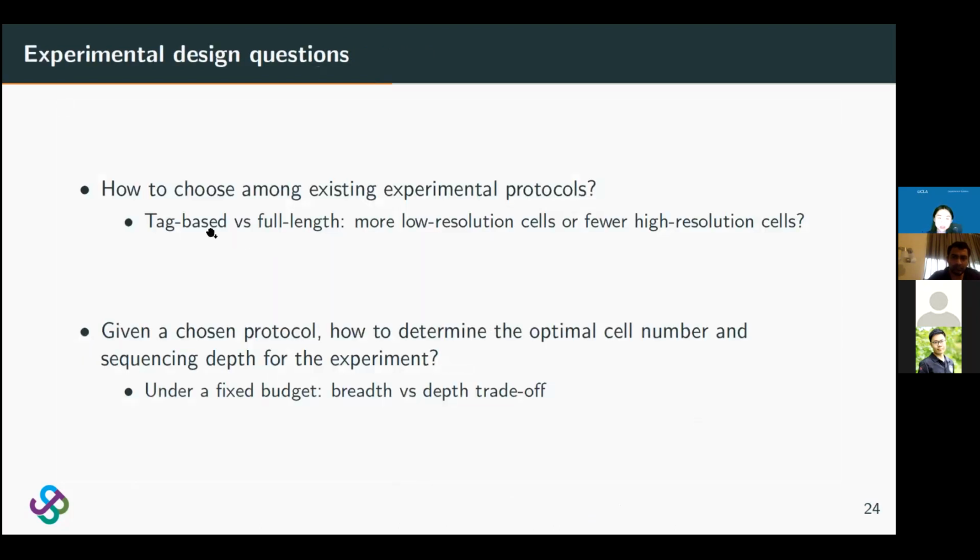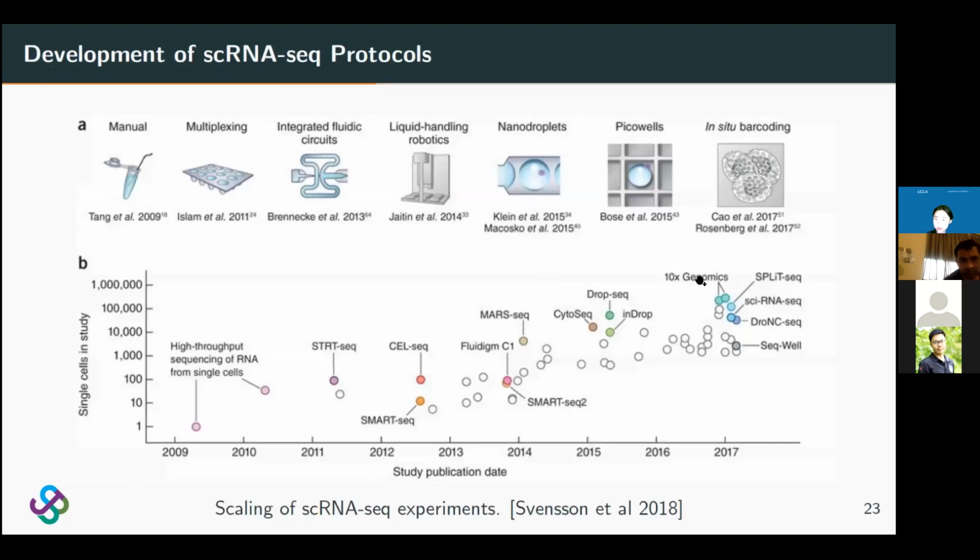Okay, and also there are tag-based versus full-length protocols. So for example, 10x Genomics is tag-based, while SmartSeq2 is full-length. So what it means is that in 10x Genomics, for every RNA molecule you only sequence its 3' end. And in SmartSeq2, you're going to sequence fragments from the full-length RNA molecule. So they give you different information.